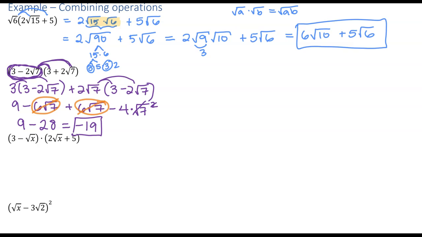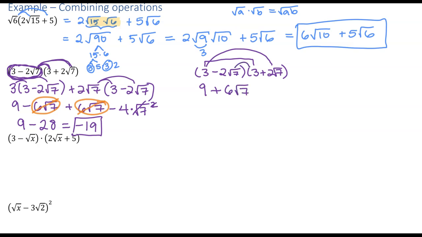One is it would have been okay to use FOIL. If you do that when you're multiplying out polynomials and you'd like to use it here, it will work for you. So our first 2 is a 3 times 3, which is 9. Our outer 2 is a 3 times 2 root 7, which becomes 6 root 7. Our inside is a negative 2 root 7 times 3, so that becomes negative 6 root 7. This should start looking familiar.